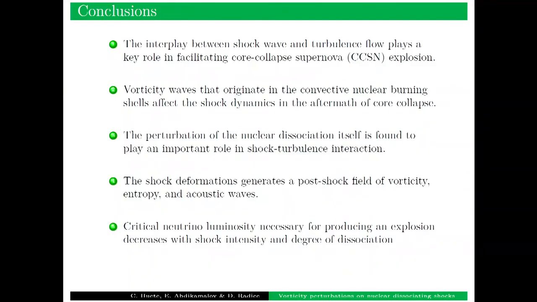So just to wrap up the talk, these are the main conclusions: the interplay between the shockwave and the turbulent flow is important to characterize the post-shock flow that will later eventually lead to an explosion event, okay? The perturbation of the nuclear dissociation is found to be important. I mean, we are solving how the nuclear dissociation is affected too by these perturbations. And finally, the critical neutrino luminosity necessary for producing explosion is found to be decreased by this effect, okay?